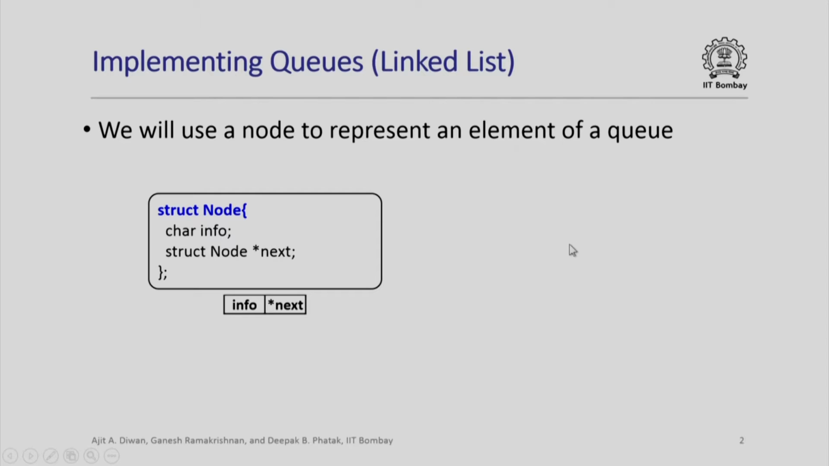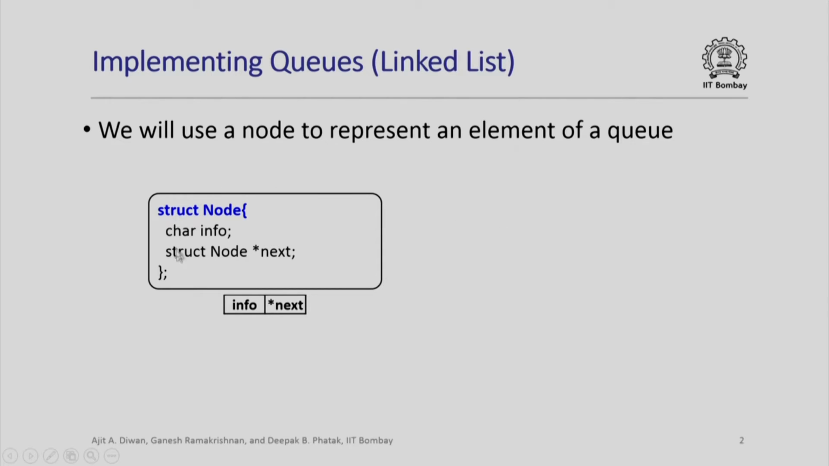Welcome to this course on data structures and algorithms. Today we will be discussing implementation of queues using linked lists. This is the last of the 3 sessions which describe the implementation of queues. Last time we looked at the implementation of queues using fixed arrays. Now we will look at the linked list implementation.